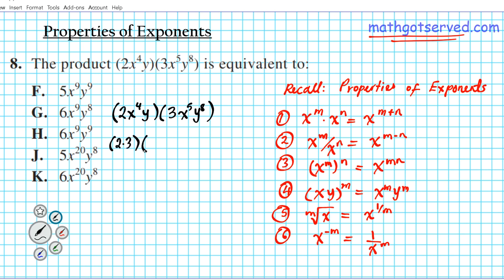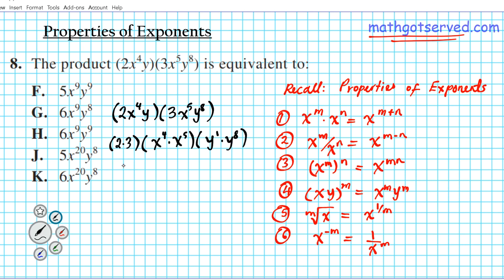And then the variables with identical bases, you group them together. So you have x to the fourth times x to the fifth. And then y, this has no power, so it has an invisible power of 1, times y to the eighth.